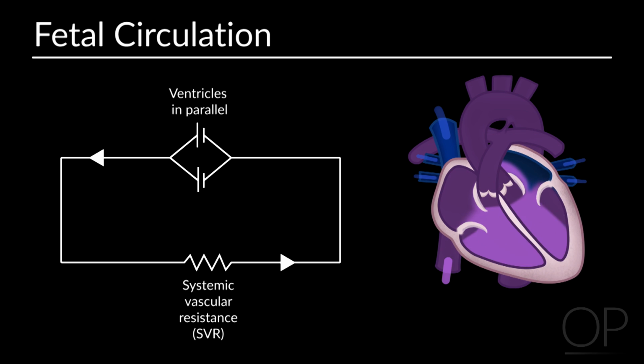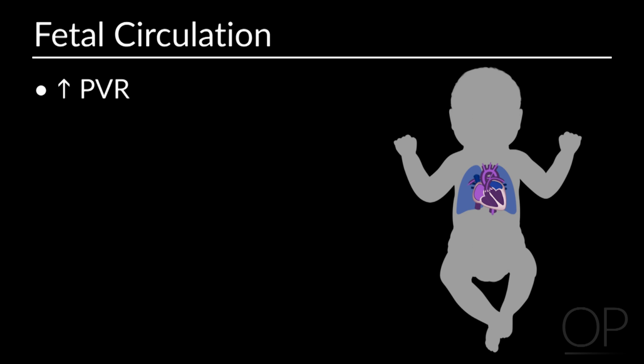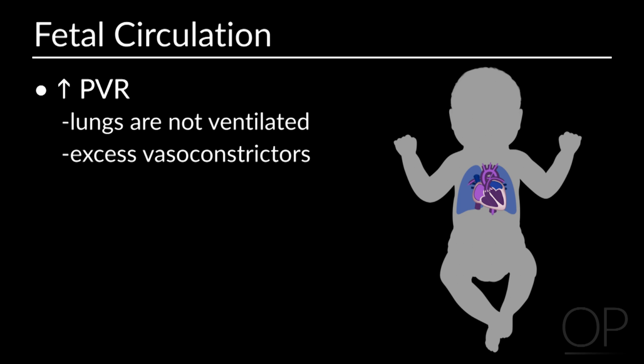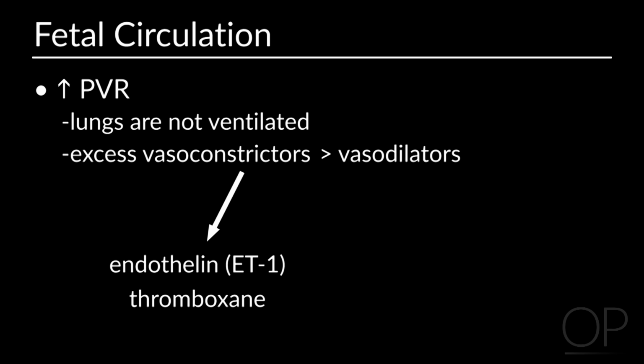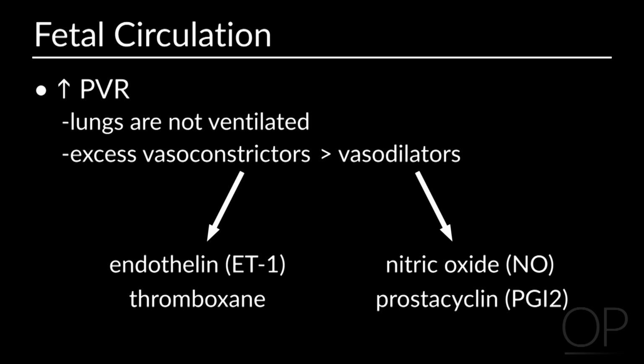During fetal life, pulmonary vascular resistance is high because the lungs are not ventilated, but also because there is a relative excess of vasoconstricting agents like endothelin and thromboxane with respect to the vasodilating agents. The main vasodilating agents are nitric oxide and prostacyclins.